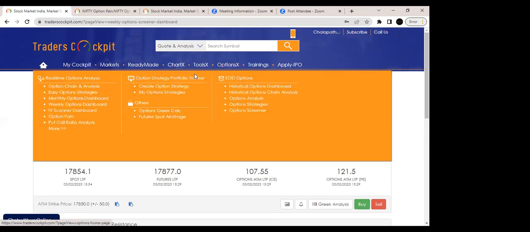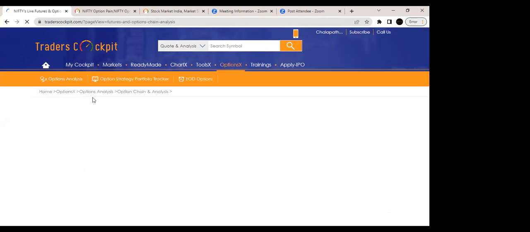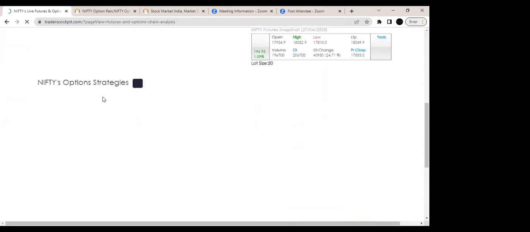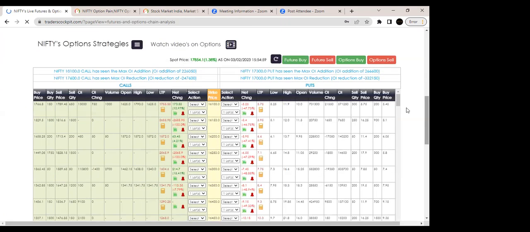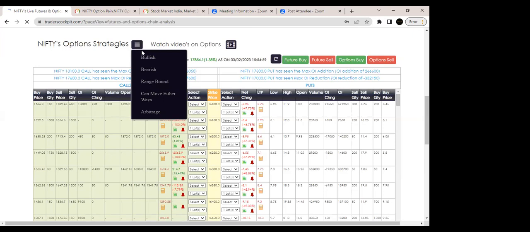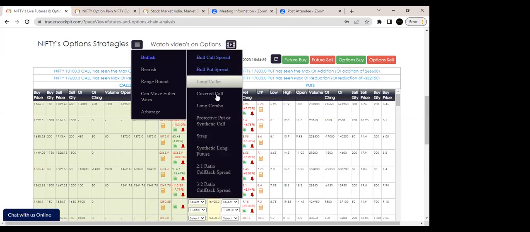And further, if you want to develop strategies, you can go to option chain analysis here. You can click on that. You can see Nifty option strategies. What is my view? Let's say my view is bullish. For the next 2 days, I'm expecting the market to be bullish. These are the strategies you can execute in the market. Let's say if our view is bearish, these are the strategies you can execute.